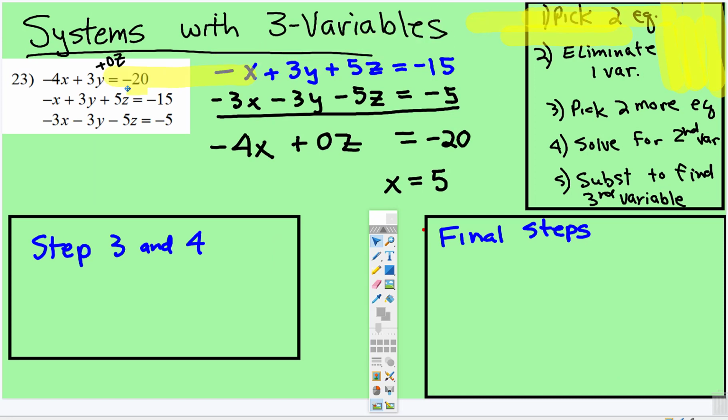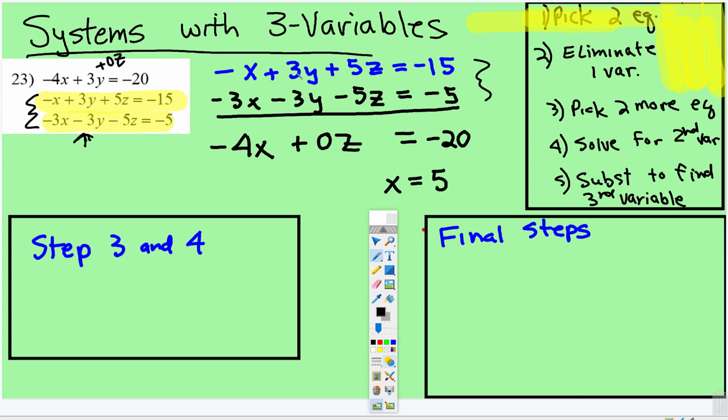First thing I did is I noticed that this equation and this equation each have a y that can be eliminated. Notice that they each have a z, but because this has a 0z, we're not going to eliminate z's. We're going to eliminate the y's. So I went ahead and rewrote these two equations over here.